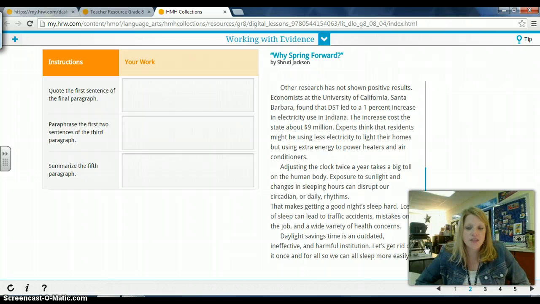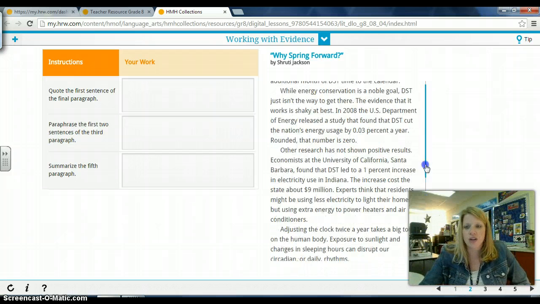It says, daylight savings time is an outdated, ineffective, and harmful institution. Let's get rid of it once and for all so we can all sleep more easily. So quote the first sentence and write that down. Okay, the next thing you are going to do is paraphrase. This is paraphrase the first 2 sentences of the third paragraph.